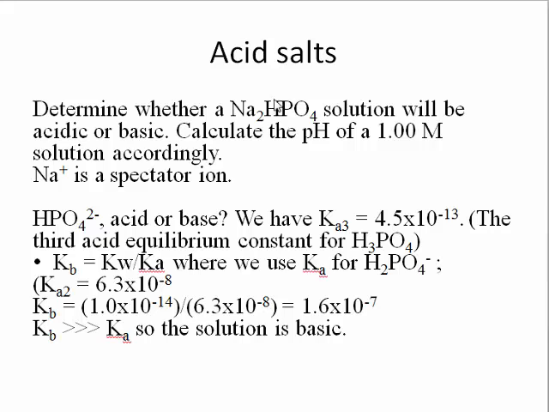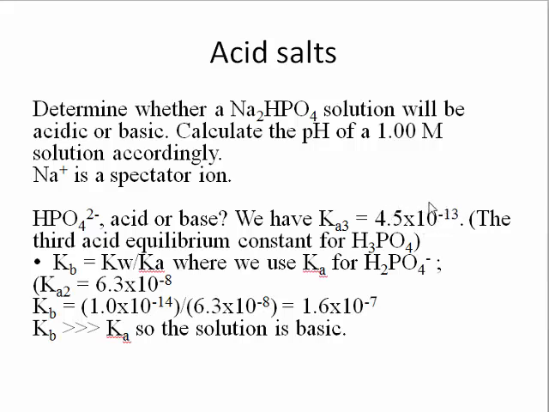Sometimes, as we discussed in the case of bisulfite, it is possible to attempt a quantitative estimate of the pH of an acid salt. We'll consider a sodium hydrogen phosphate solution, Na2HPO4, and estimate the pH of a 1 molar solution accordingly. Remember, the sodiums are spectator ions. So the question is, is hydrogen phosphate an acid or a base?